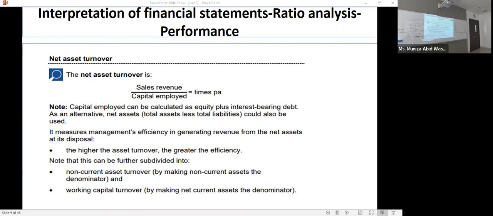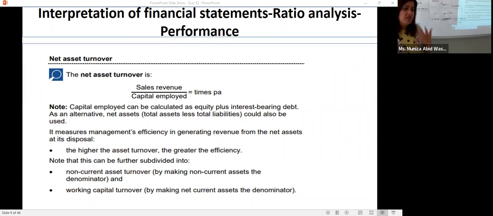The higher the assets turnover, the greater the efficiency. So obviously, if the answer to your ratio is more than 1, the organization's management will seem to be more efficient. Note that this can be further subdivided into non-current assets turnover by making non-current assets the denominator, and working capital turnover by making net current assets the denominator. So you can use different types of denominators to change your ratios. You can make it non-current assets turnover, sales revenue divided by non-current assets, which will tell you the efficiency of the non-current assets to generate sales revenue.